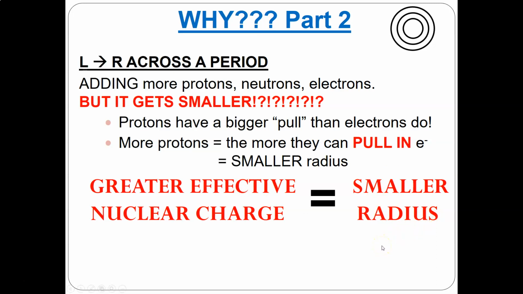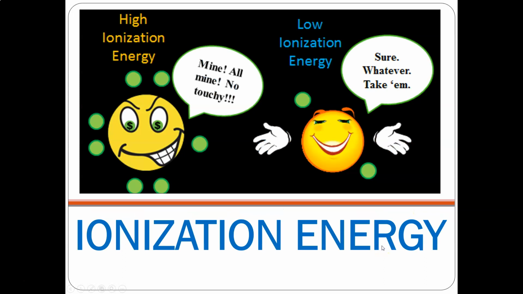The next trend is something called ionization energy. So we know the term ion, right? An ion is something that does not have the right number of electrons to protons ratio. So we are going to look at this from the perspective of trying to remove an electron. How much energy does it take to take an electron away? If you have a high ionization energy, it means it really, really wants those electrons. It's holding on to them really tightly. Okay, it's going to take a lot of energy to take one away.